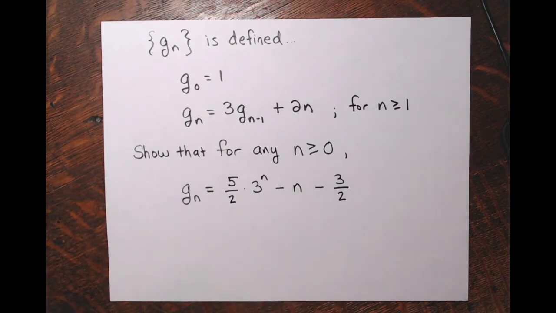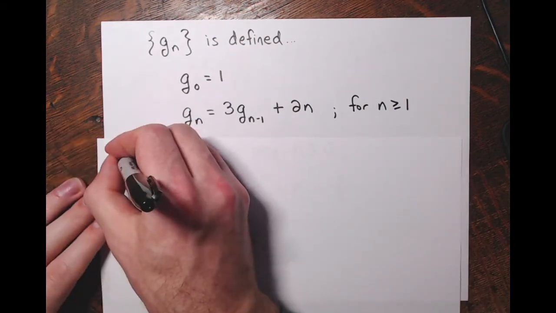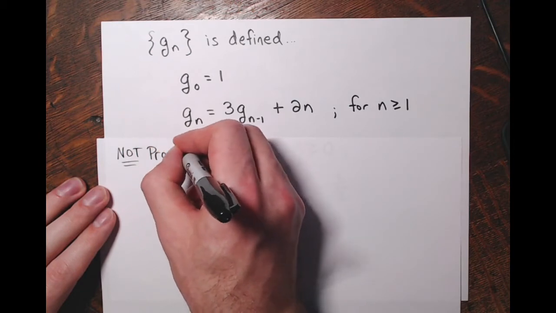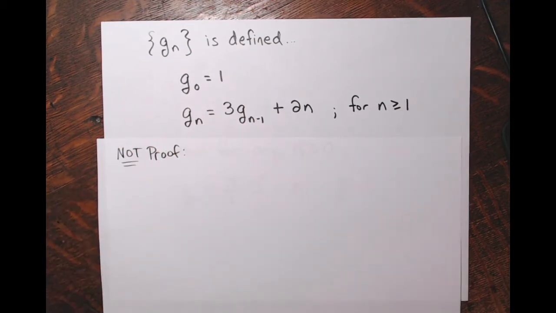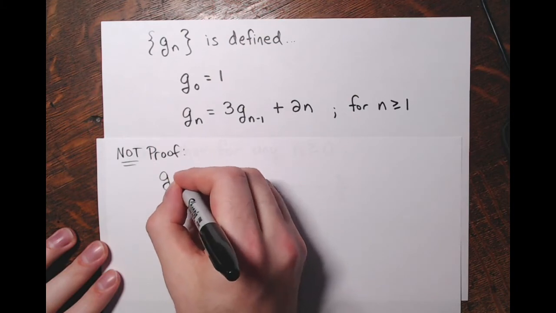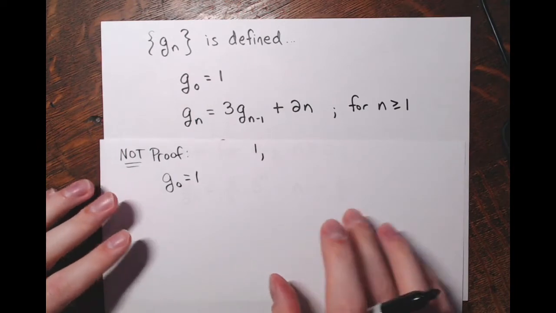So again, before I prove this, I'm going to see if I believe it first. All right, let's go over several examples. So again, this is not the proof. This is just me doing some scratch work to see if I even believe this. Now, we know that G0 is 1. So the first term of this sequence is 1. And I'll start writing the terms up here.